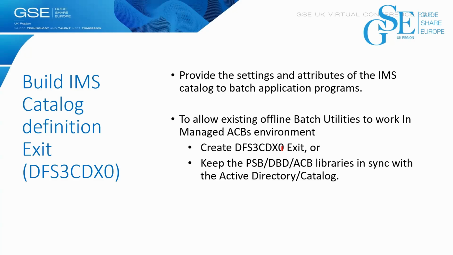So to allow existing offline batch utilities to work in the managed ACBs environment, you have options. Basically, I think there are three. Either you can create this exit, which provides you the information, or you can point to the correct PROCLIB data set, which has the correct settings, or you can keep the PSB, DBD, ACB libraries in sync with the active directory and the catalog. So even if the databases and the PSBs are read from the ACB libs instead of the directory, they are the correct version.